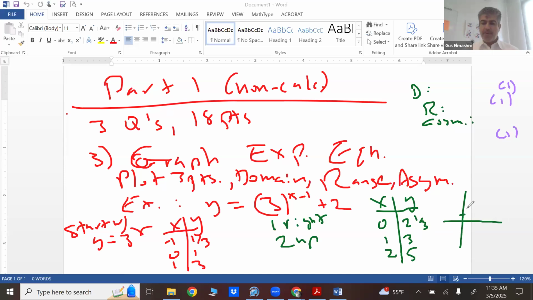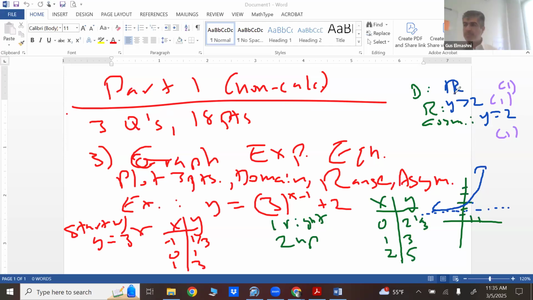So 0, 2 1/3, which is going to be somewhere there. 1, 3, 2, 5. Let me do a different color here. So 2 1/3, 1, 3, 2, 5. And where's my horizontal asymptote? Yes, good. y equals 2. So there's a range clearly that's limited, and domain's all real. For exponentials, domain is always all real, right? Correct. You can do whatever you want for x.